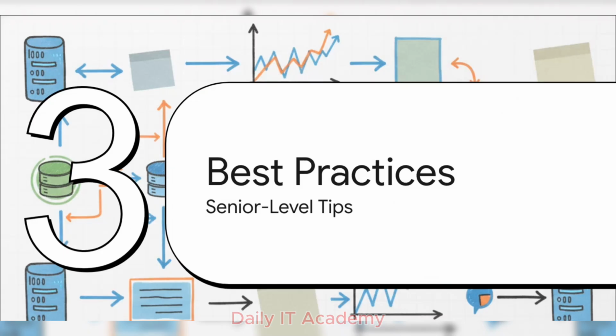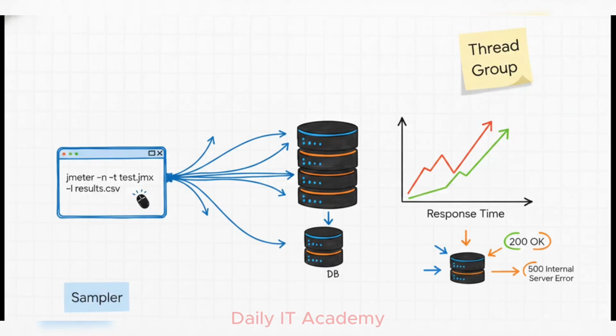Finally, Section 6, Best Practices and your challenge for today. Let's wrap this explainer up with a critical best practice that separates the junior developers from the senior engineers. When you are building and debugging your test plan, absolutely use the JMeter GUI. It's great for that. But when it is time to run the actual heavy load test, you must run JMeter from the command line in non-GUI mode.